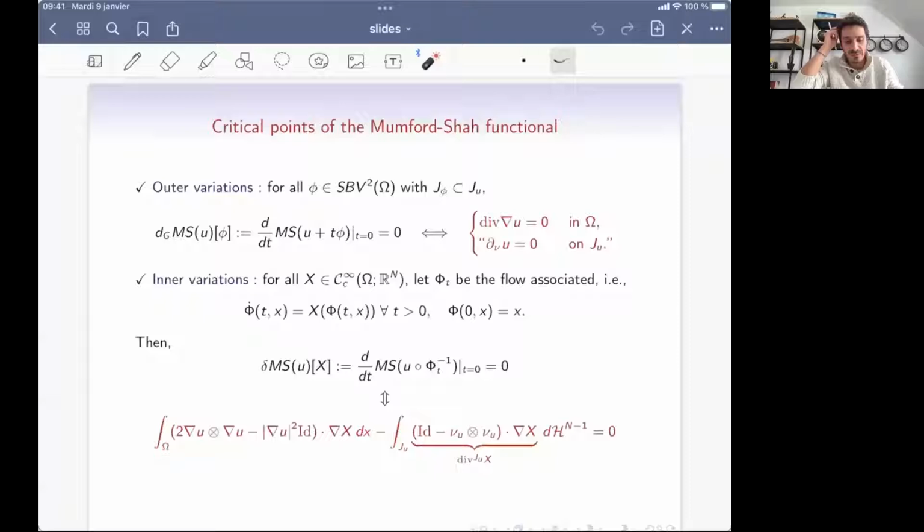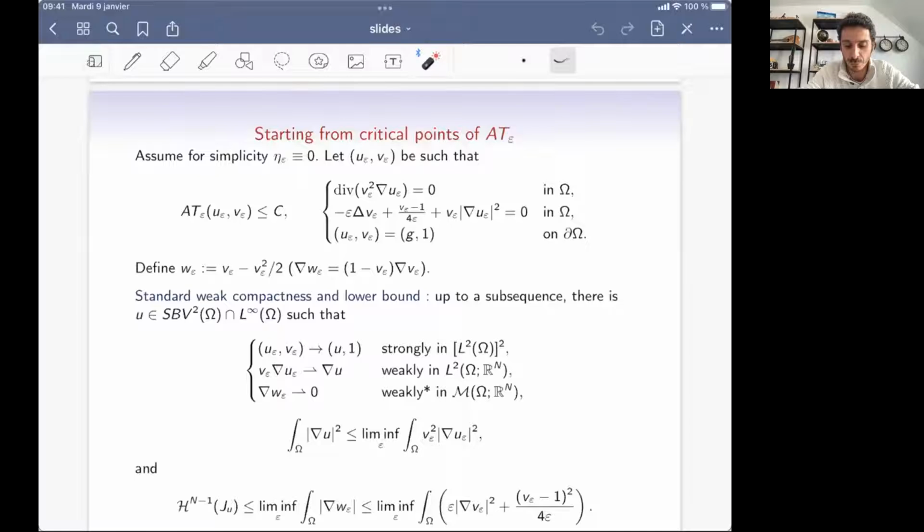So we would like to recover this type of properties for limits of the Ambrosio-Tortorelli critical points. So we start from a critical point u epsilon, v epsilon of the Ambrosio-Tortorelli functional with uniformly bounded energy. And for simplicity, as I said before, I set the constant eta to be equal to zero. So this is a system of PDEs that u epsilon and v epsilon satisfy.